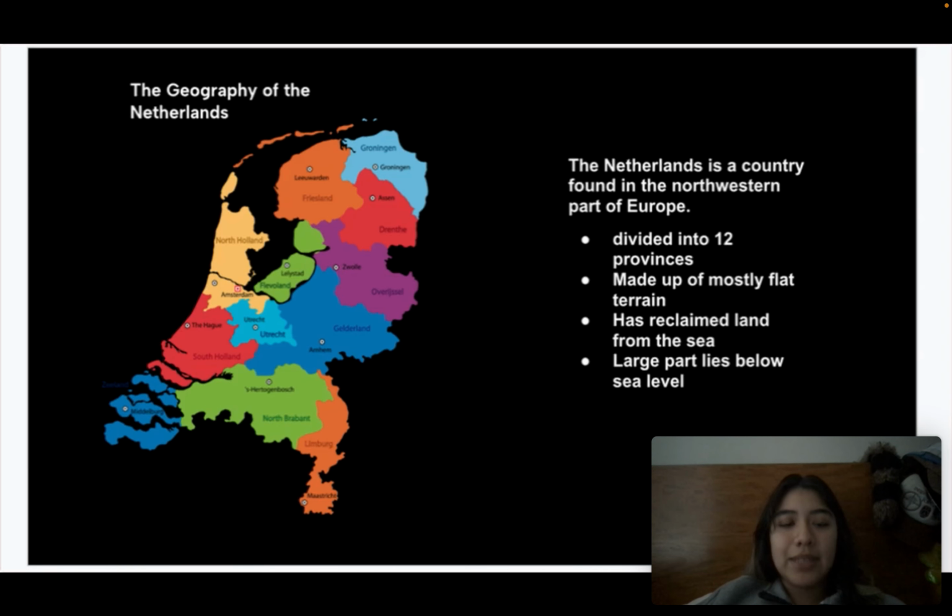To begin, we're going to be looking at the geography of the Netherlands. The Netherlands is a country found in the northwestern part of Europe, and it is divided into 12 provinces, and it is mostly made up of flat terrain. It also has reclaimed land from the sea, and a large part of it actually lies below sea level. Specifically for this capstone project, we're going to be looking at coastal Holland, although these other areas right here are actually going to apply, as you'll see in the next slide.